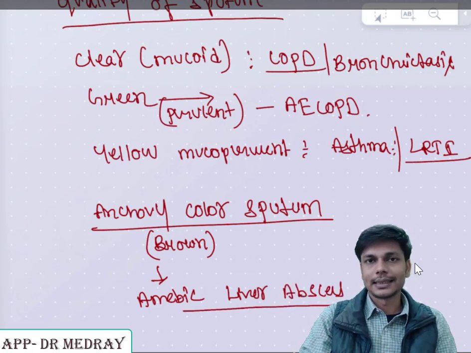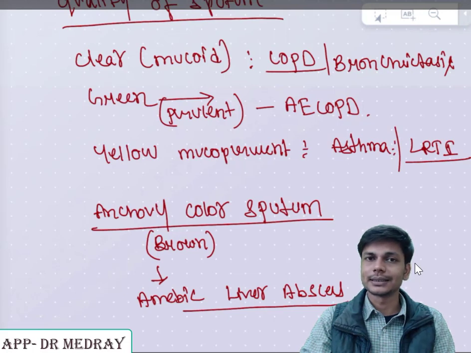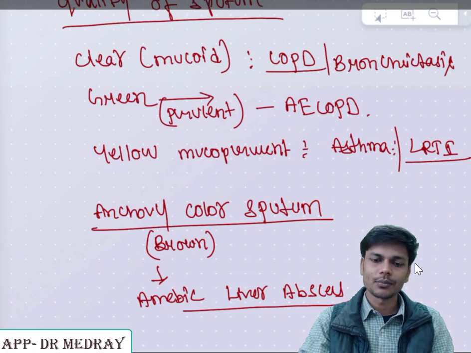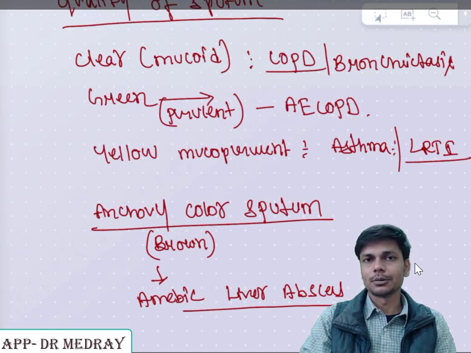When a liver abscess ruptures into the pleura or the lung, it usually produces a brown colored sputum. This sputum is not produced in the lung, but in the liver abscess which ruptured into the lung. So how does a patient of liver abscess present to us? It will present with pain in the abdomen.